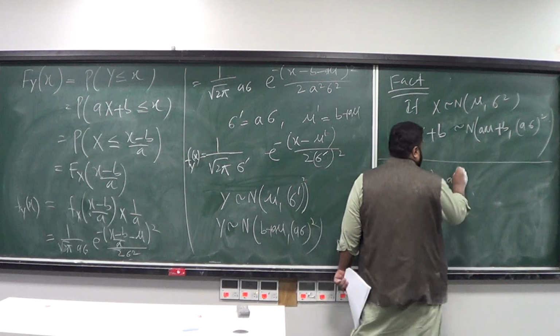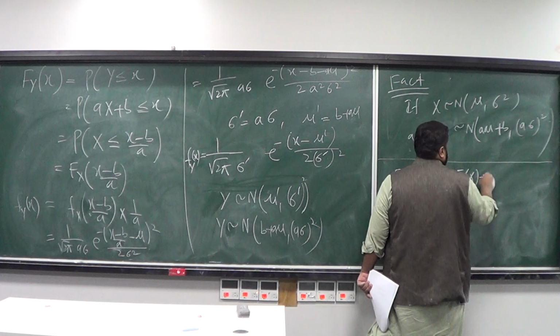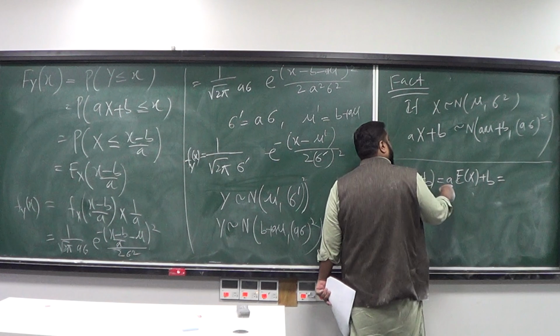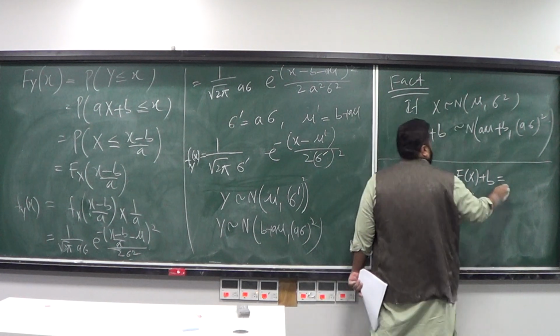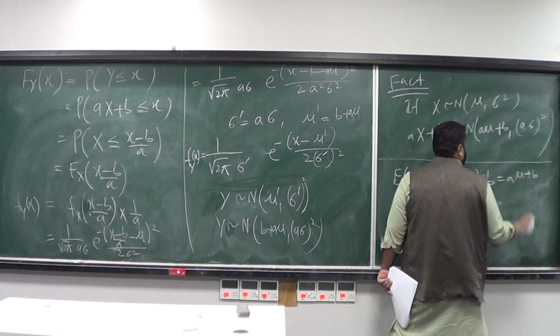So I can say this is the same as expectation of aX plus b. So what is the expectation of a and X? Mu. So it's going to be a mu plus b.